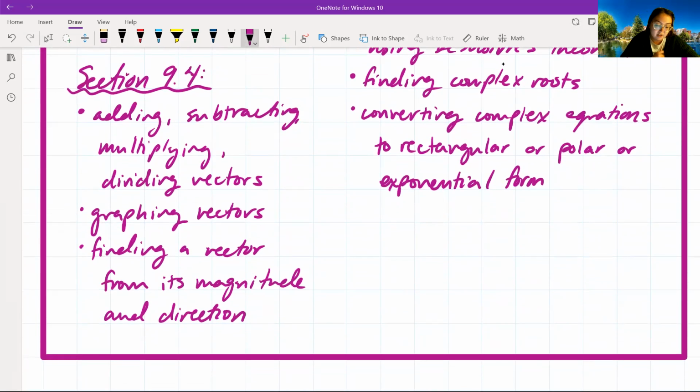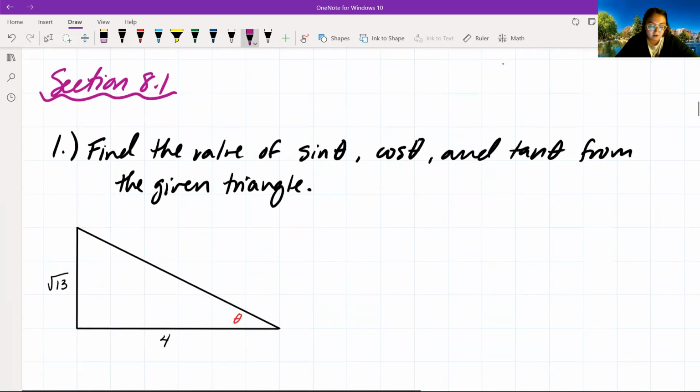Then all right, section 9.4, we want to focus on adding, subtracting, multiplying, and dividing vectors, graphing vectors, and also finding a vector from its given magnitude and direction. So, all right, those are all the items that you're going to really want to make sure that you touch on when studying for exam 3. So, all right, let's go ahead and get started with our questions.